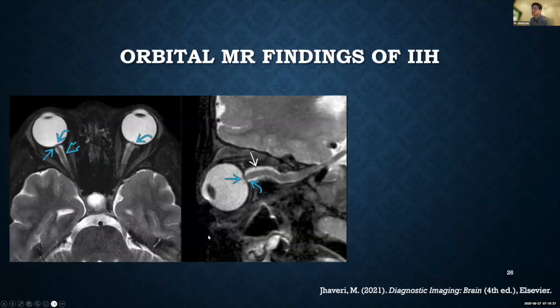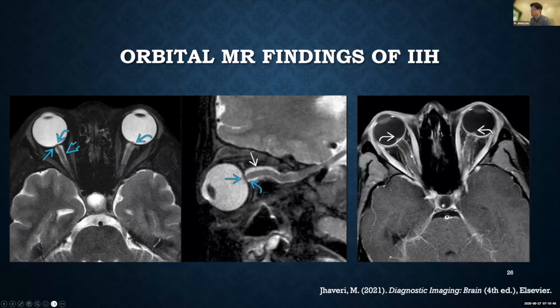So here's examples taken from a textbook. You got a T2 image of the orbit showing the optic nerve head protrusion, flattening of the posterior globe. Here's a protrusion of the optic nerve head, and prominent CSF spaces in the optic nerve sheath. Here on the sagittal view, you see the tortuosity. And post-contrast, if you do them, you may see enhancement of the protruded optic nerve heads and maybe even optic nerve sheaths. And they're bilateral typically.